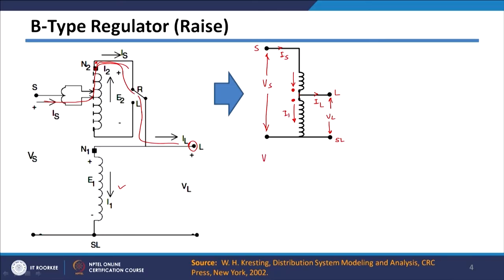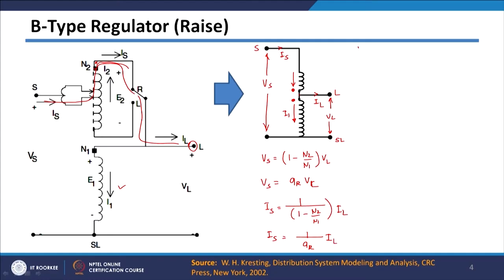We have seen that your voltage Vs is given by 1 minus N2 by N1 into your VL, and this 1 minus N2 by N1 we call AR, which is basically the transformation ratio. Similarly, for the current relation we have Is equal to 1 divided by N2 minus N1 into IL. So, basically in this case your Is will be equal to 1 divided by AR into your IL.